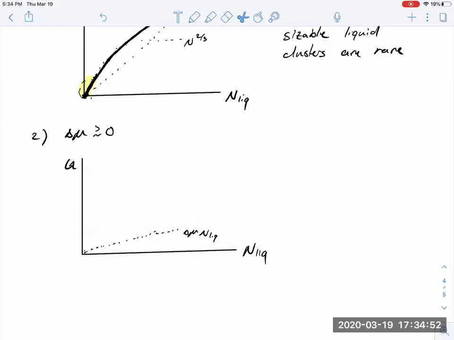Make the slope pretty small. But we have a piece that scales like n to the 2/3, still with that positive constant. So if I were to write this line in, it would still be monotonically increasing. Liquid droplets would still be very rare.